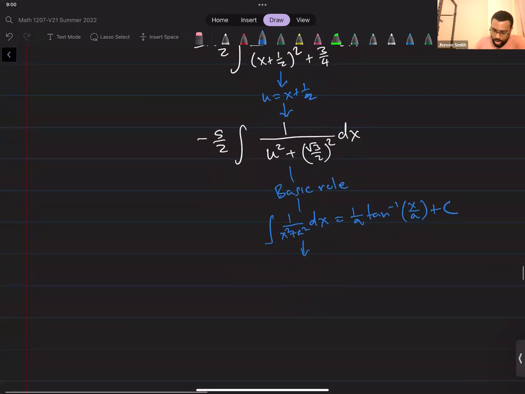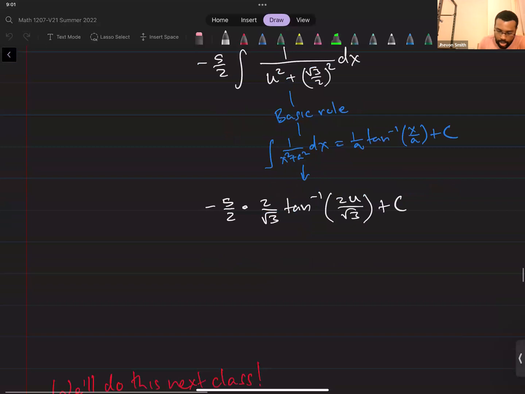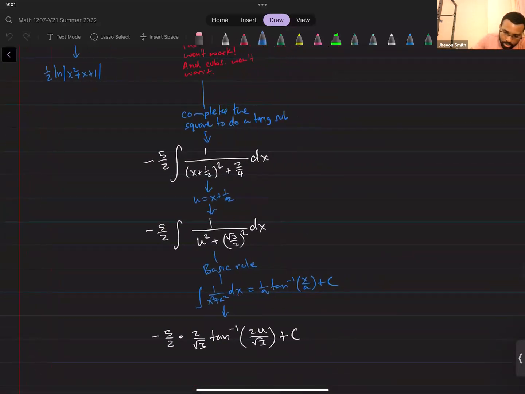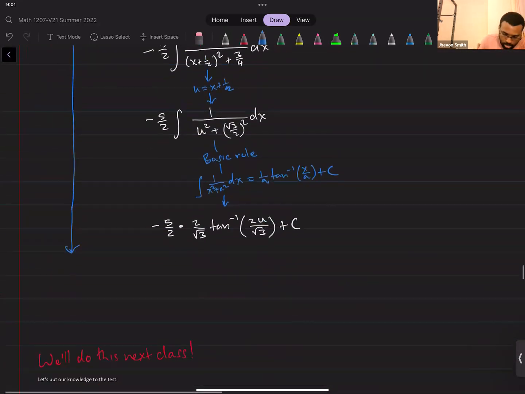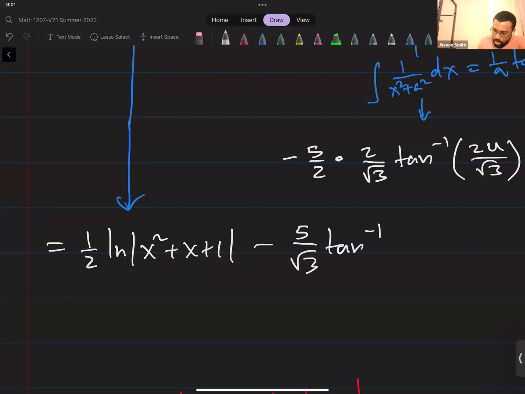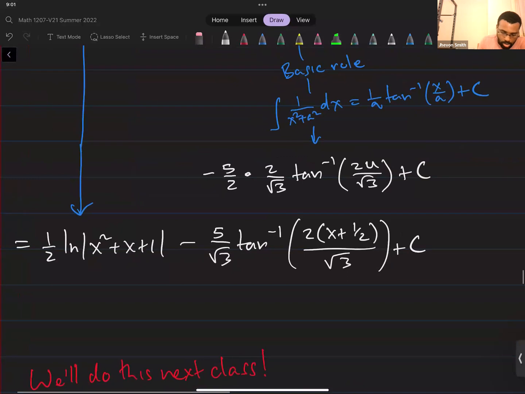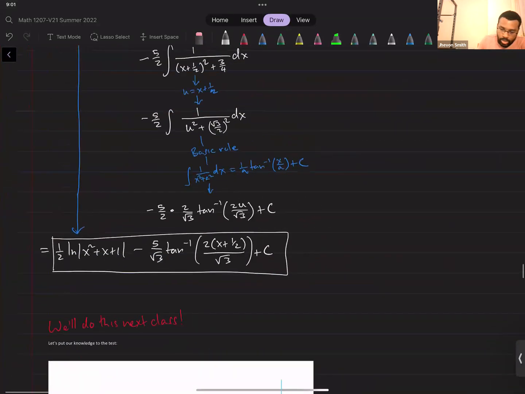So I actually used this trick earlier. So this actually becomes minus 5/2 times 1 over a tan inverse x over a. And then I can just replace my u with what the x is supposed to be. So this just becomes, u was x plus a half. So that would be that integral.